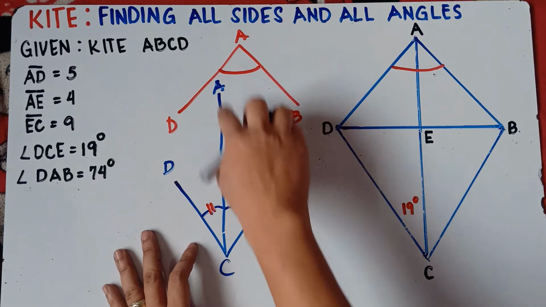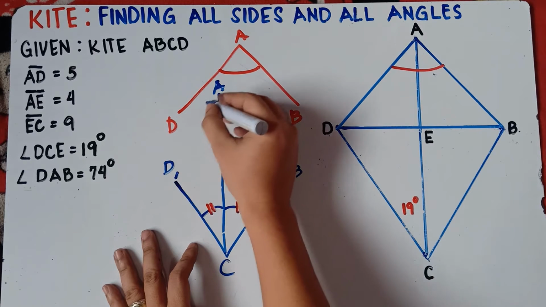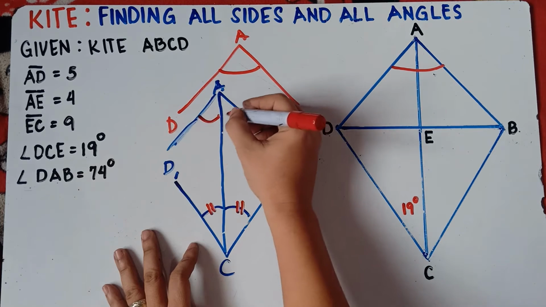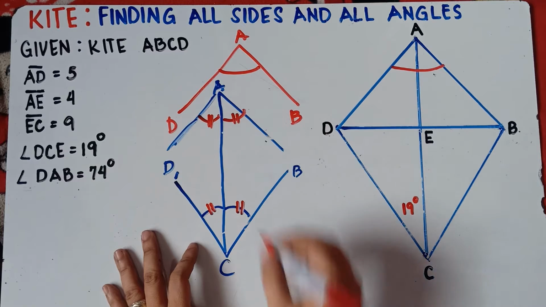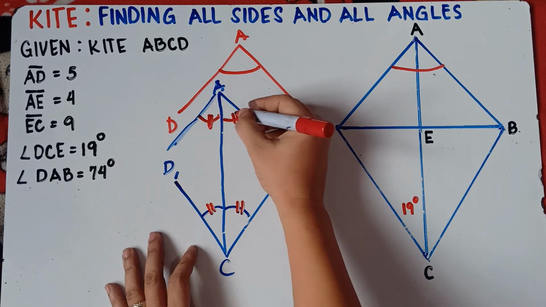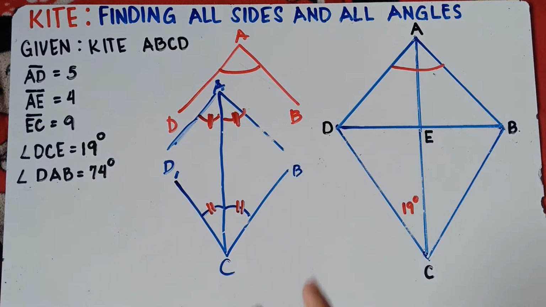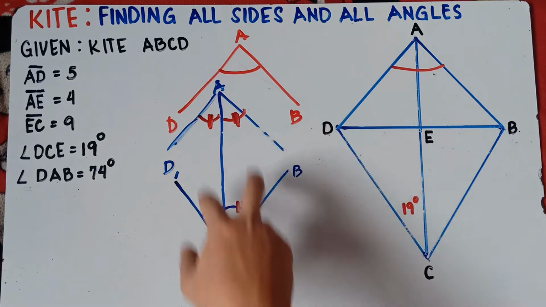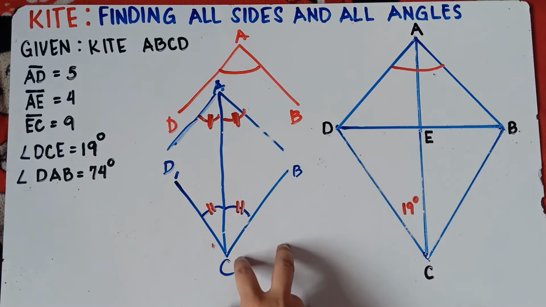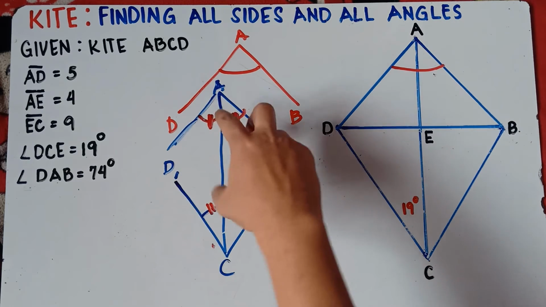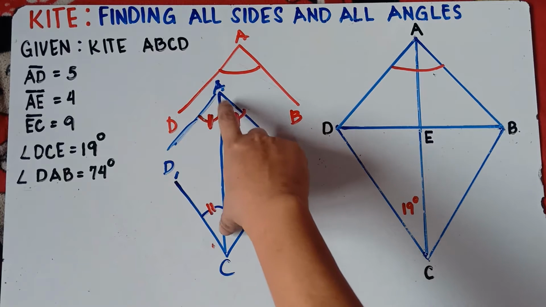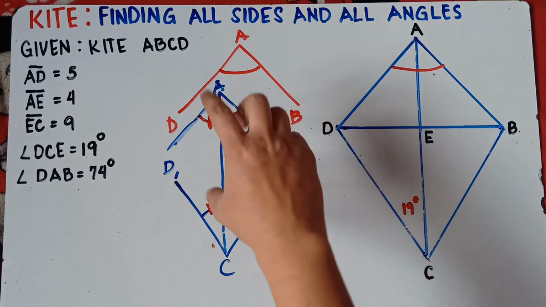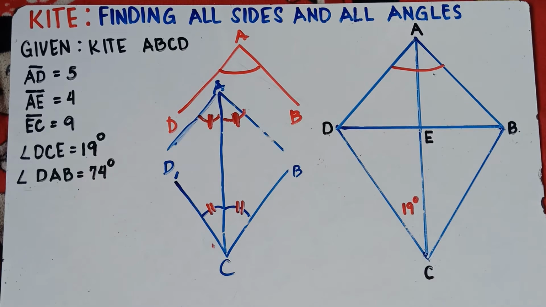Same scenario, class, in the opposite angle. This angle right here is the same measure as this angle. Because the longer diagonal, or we call it the major diagonal, cuts the opposite angle into two equal parts. It means the longer diagonal bisects opposite angles into two equal parts. Only the major diagonal, class, only the longer diagonal, cuts the opposite angle into two equal parts.